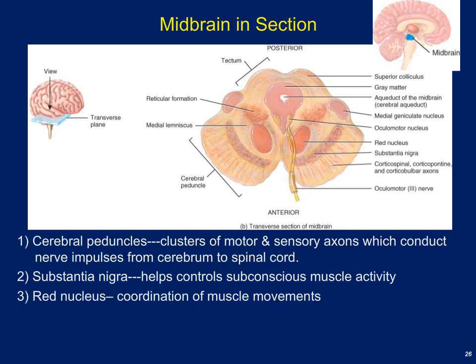And finally, deep to the substantia nigra, we find something else called the red nucleus. The red nucleus is red because it's very vascularized, contains a lot of blood vessels and blood flow. And this is also a nucleus of cell bodies that helps with the coordination of muscle movements.